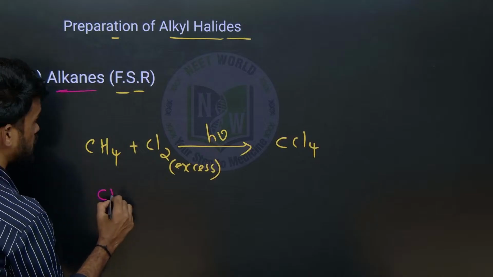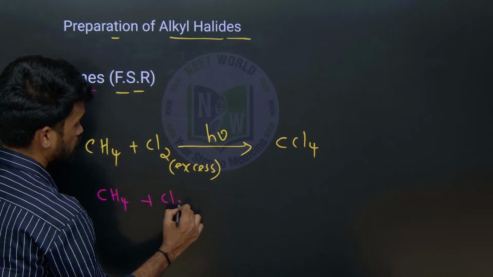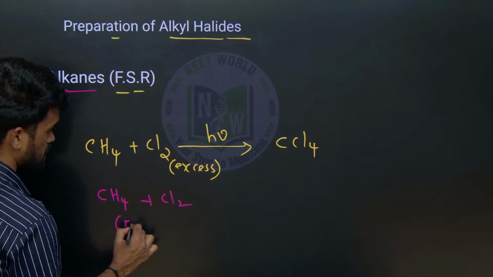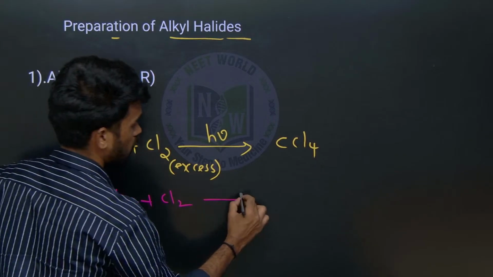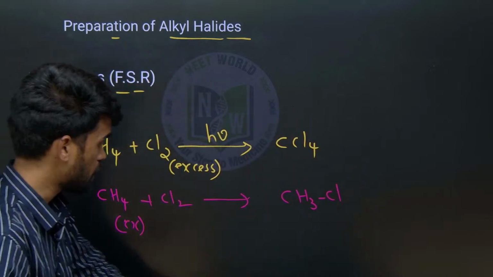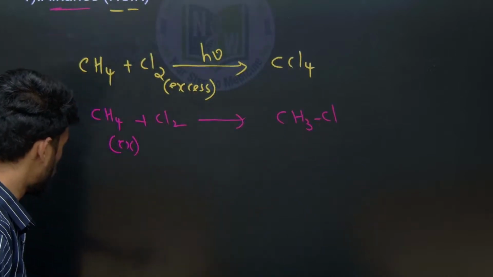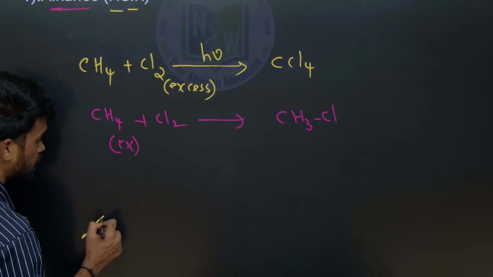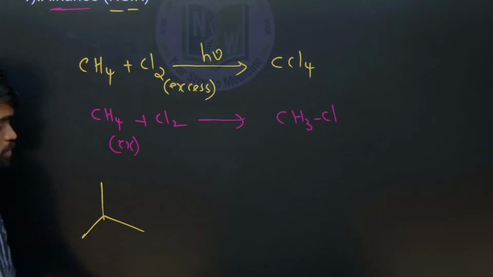If you take methane as the major reactant and Cl2 in a limited amount, we will get methyl chloride as the major product. All these things we have discussed in the hydrocarbon chapter. Fine, no issues. There I also explained, so questions will be like this.